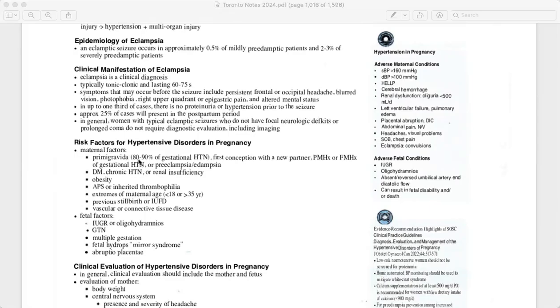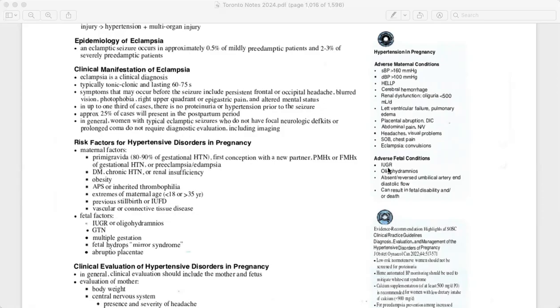Risk factors: primigravida, very, very high chances in the primigravida, 80 to 90%. So this is one of the most common causes of the hypertensive disorder in pregnancy. Which one is that one? Primigravida. Diabetes mellitus, chronic hypertension, renal insufficiency, obesity, APS, extremes of maternal age, or previous stillbirth or intrauterine fetal demise or vascular one. Fetal factors are IUGR, GTN. As I said, IUGR is there. Oligohydramnios could be there, GTN, and multiple gestation, fetal hydrops, and then abruptio placenta. So these are the risk factors for the hypertensive disorder.